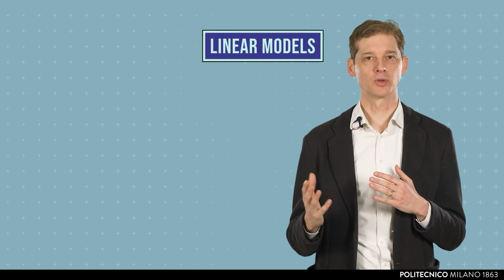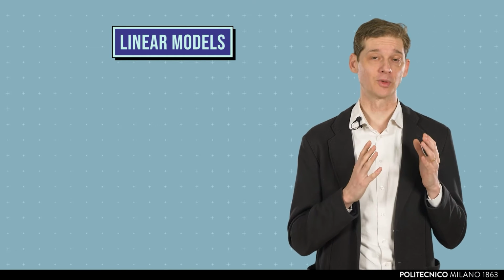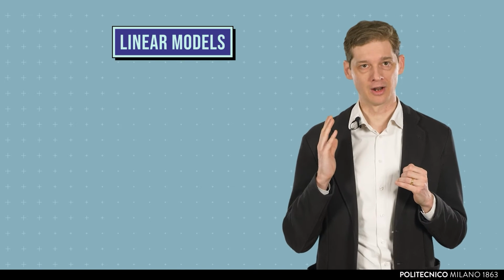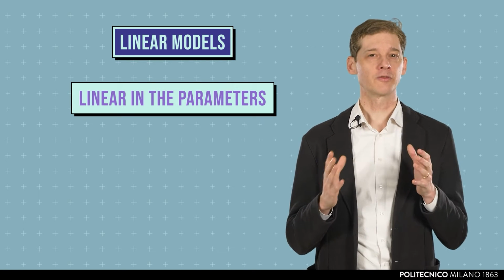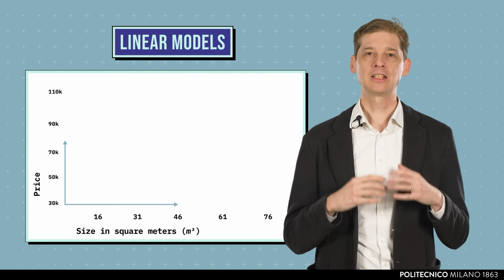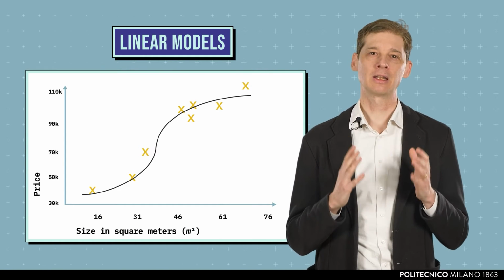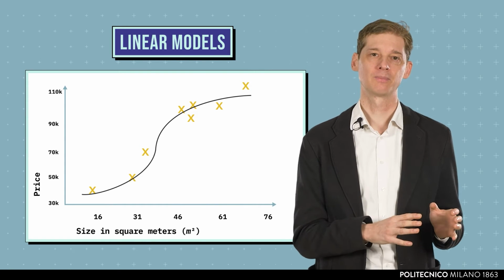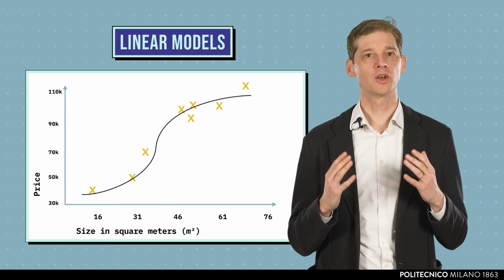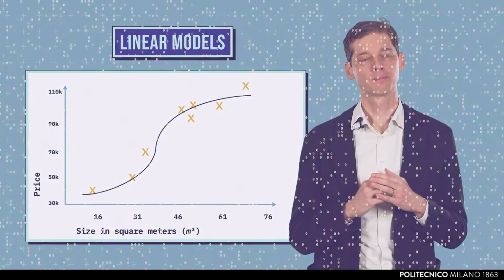It is important to stress that when we talk about linear models, it doesn't mean that these models are linear in the values of the input variables, but that they are linear in the parameters. Indeed, starting from the original input variables, it is possible to apply any nonlinear transformation to them, thus obtaining new features whose values can be combined using a linear model. In this way, we can learn arbitrarily complex functions, such as the one depicted in this figure.